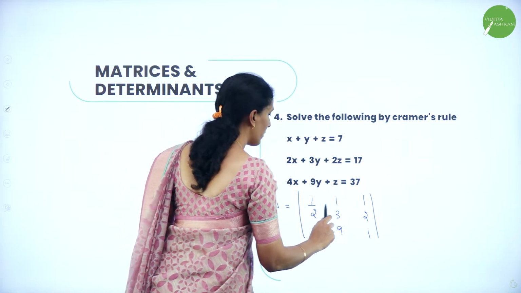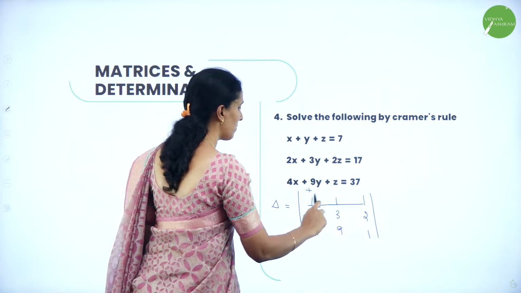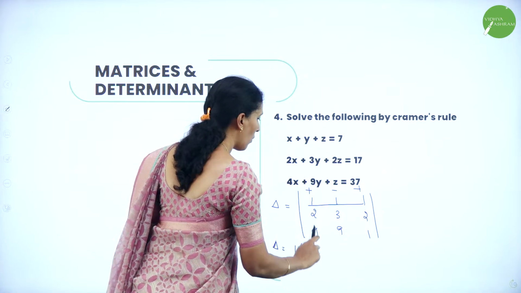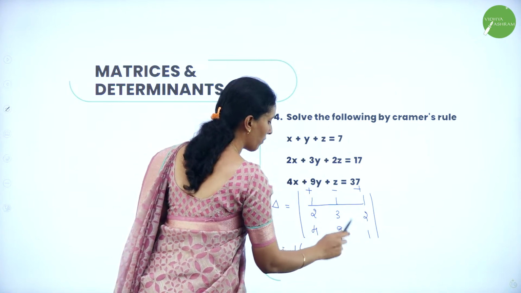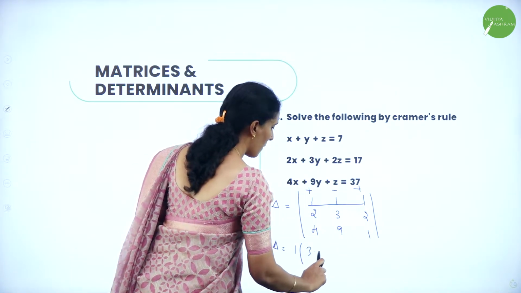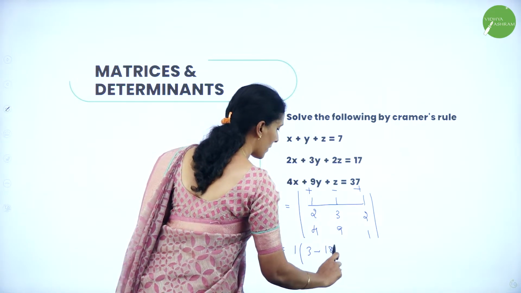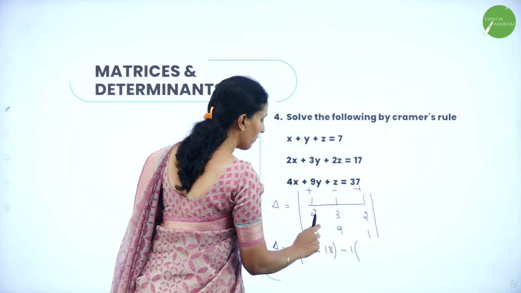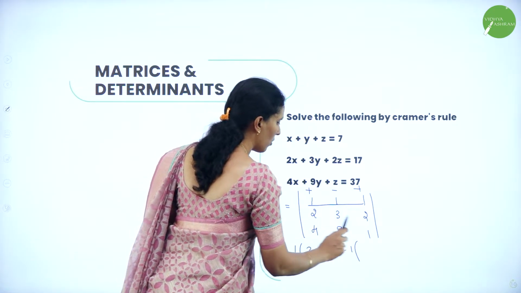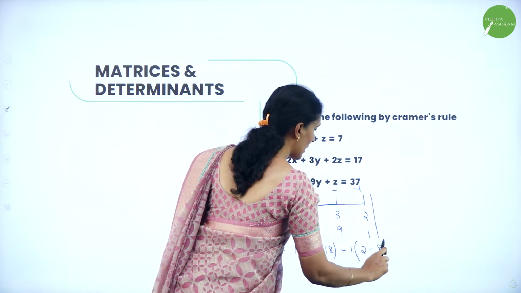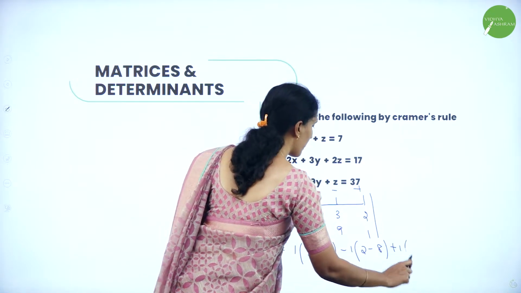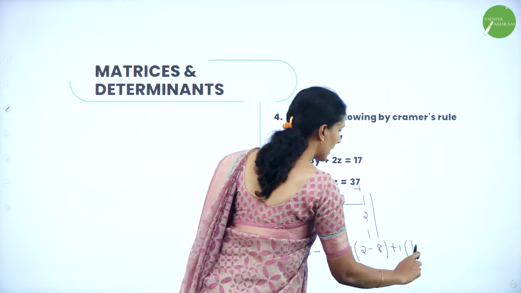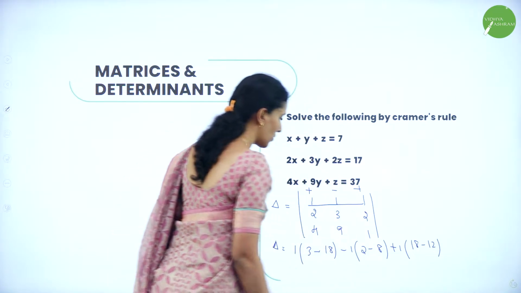So let me expand with this row. We have 1, 1, 1. So this is plus minus plus. So plus means 1 into, leave the row, leave the column. We have these 4 factors. 3 ones are 3 minus 9 twos are 18. Done. Next we have minus 1. Leave the row, leave the column. We have 2, 2, 4, 1 as a factor. 2 ones are 2 minus 8. Next plus 1. Leave the column, leave the row. These 4 factors. 2 nines are 18 minus 4 threes are 12.